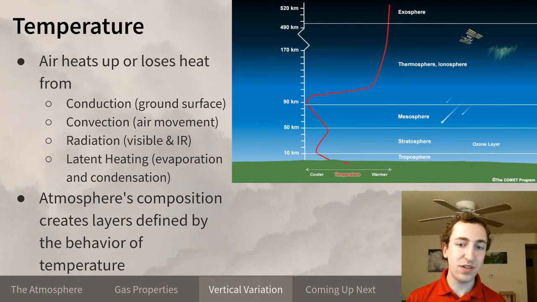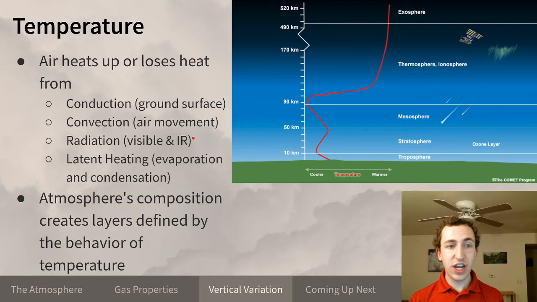But only the air that's closest to the surface. That's direct interaction. All of the other air ends up heating up mostly through convection, that air moving and circulating and distributing the heat through air movement.